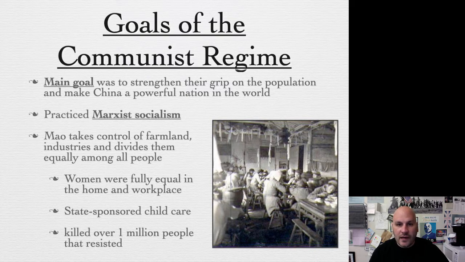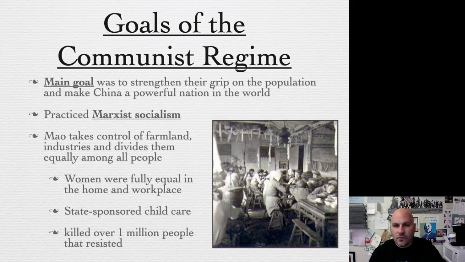And you're going to see that as the main goal in our first bullet point here, where you need to write this down. The main goal of the communist regime was to strengthen their grip on the people of China and to make China a powerful nation, which it's arguable at this point whether China is a powerful nation or not. It's really up to you guys to decide whether you believe that or not. Probably is, based upon the fact that there are a lot of Chinese goods being funneled into many different countries, mainly because of their low and cheap costs. So, but ultimately up to you to decide.